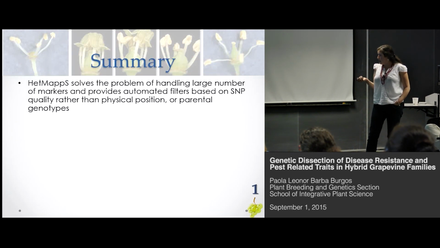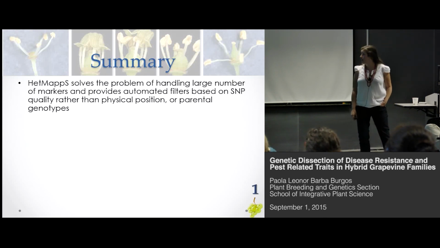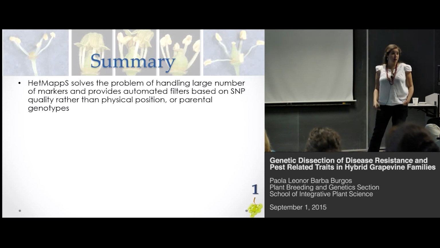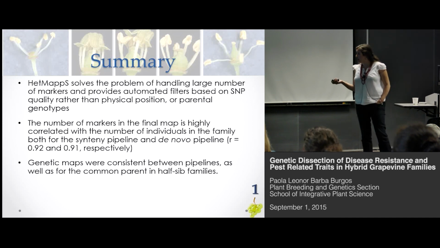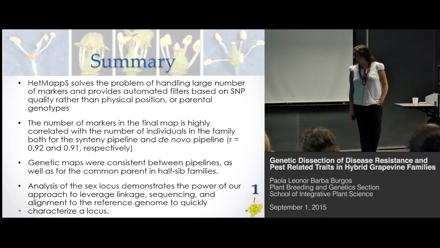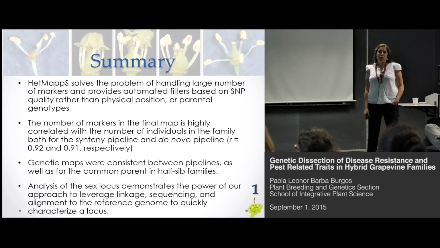As a summary, the HetMaps pipeline solves the problem of handling a large number of markers and provides automated filters based on the SNP quality rather than physical position or parental genotype, which is what most people in grapevines are doing right now. The number of markers in the final maps is highly correlated with the number of individuals in the family, which makes sense because it's based on average recombinations. The genetic maps were consistent between pipelines, as well as for the common parent in half-sib families. And the analysis of the sex locus demonstrates the power of our approach, leveraging linkage, sequencing, and alignment to the reference genome to quickly characterize a locus. So that was one of the first works that we did.